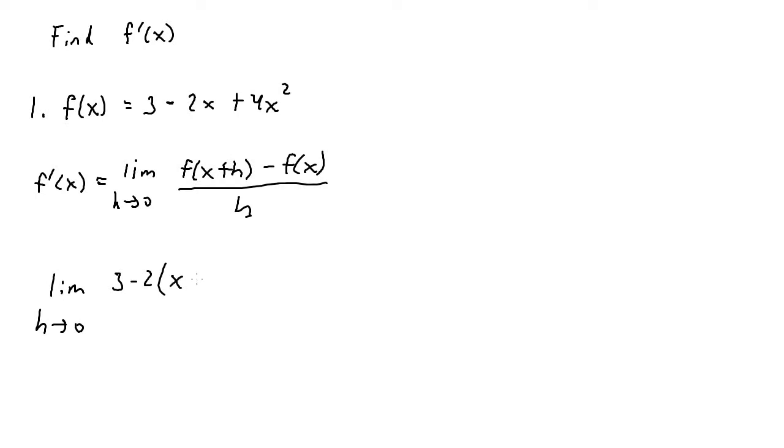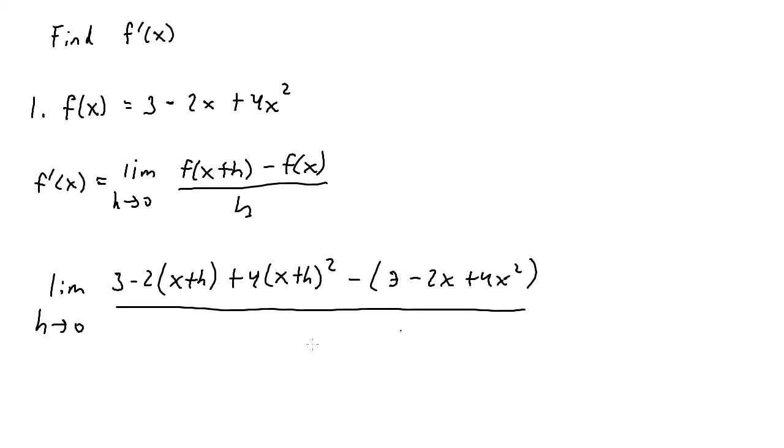So we have 2 times x plus h, and then plus 4 times, once again we're going to plug in x plus h, for x. So x plus h squared. So now we have minus f of x, so just minus the function itself. So minus 3 minus 2x plus 4x squared, and then all over h.